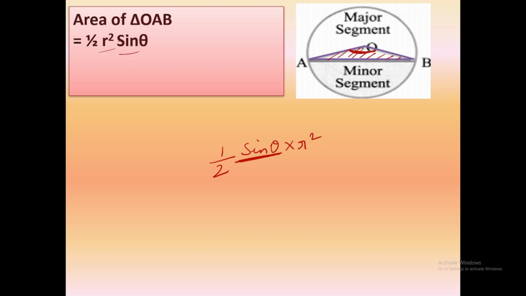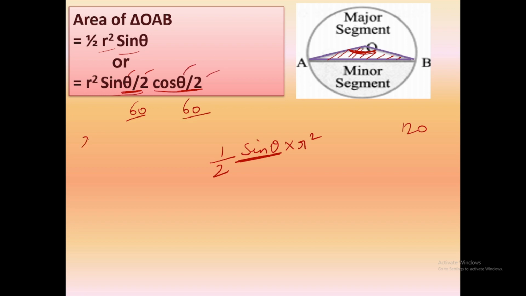The other formula is also there. This is not that much required to learn, but still you should know it. The other formula is r square sine theta by 2 into cos theta by 2. If theta is 120, then theta by 2 will become 60, that is 120 upon 2 is 60 degrees. So you are going to write r square sine 60 into cos 60.